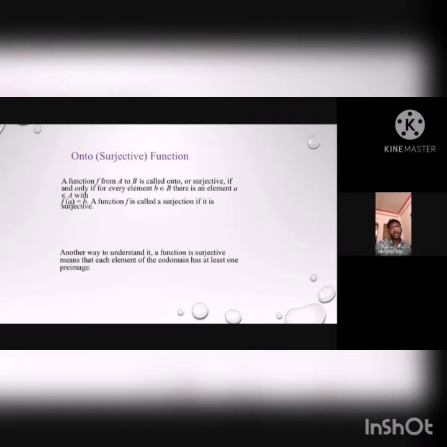There are 19 ways of generating a surjective function that maps two elements of A onto one element of B, another two elements of A onto another element of B, and the remaining element of A onto the remaining element of B. Another way to understand it: a function is surjective means that each element of the codomain has at least one preimage.